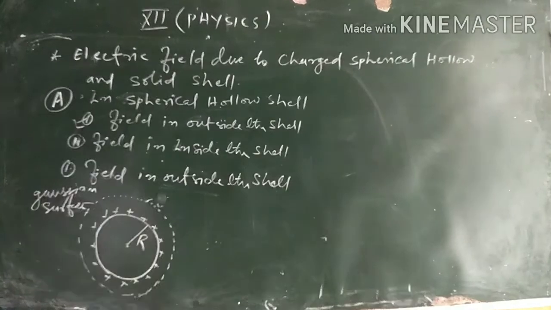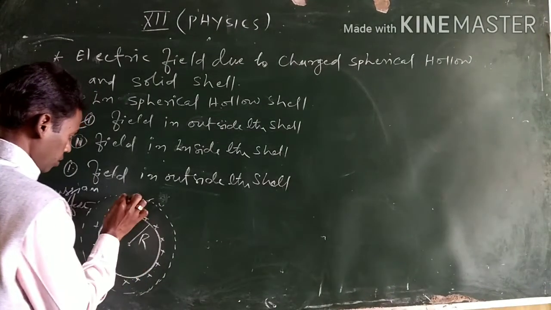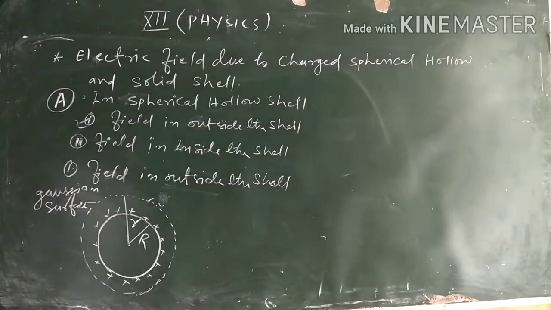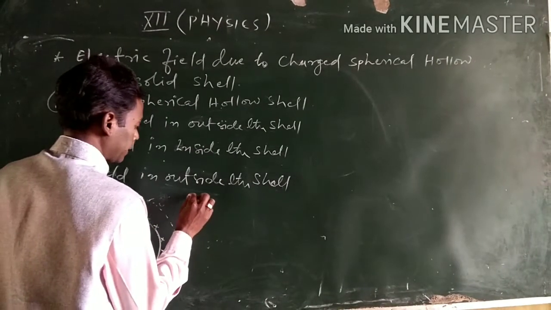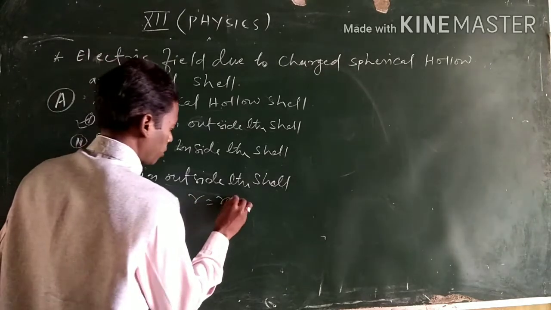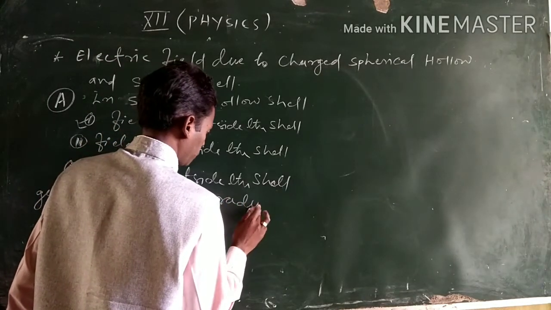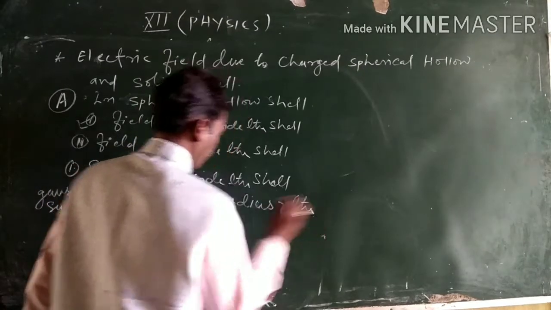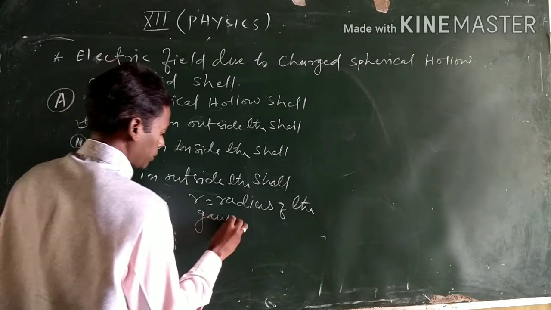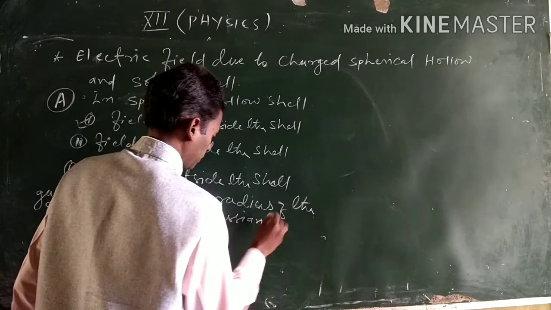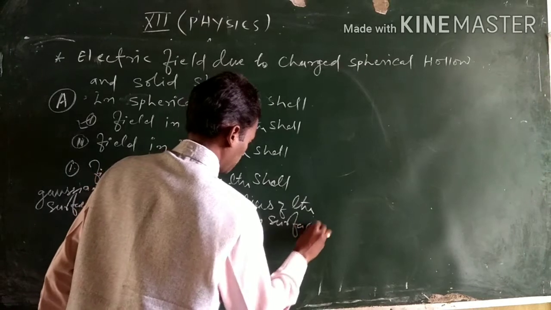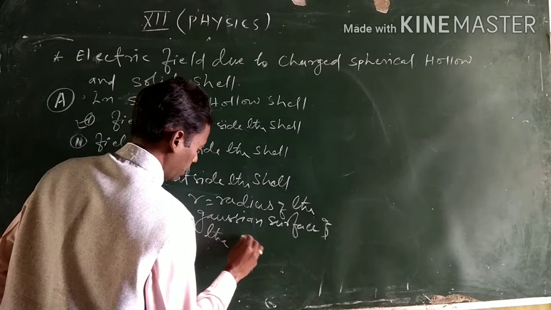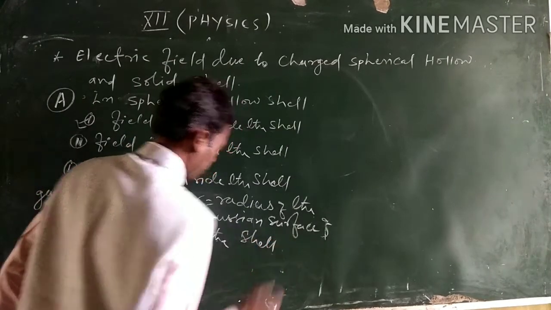For this one, the radius of this Gaussian surface, we can take small r. Small r is the radius of the Gaussian surface of the shell, okay.